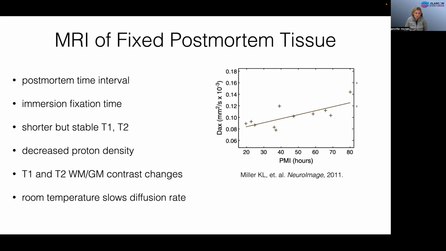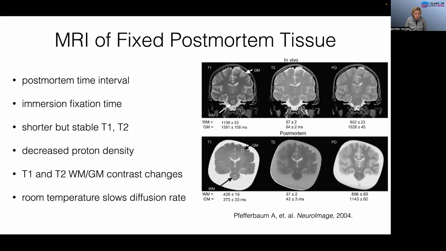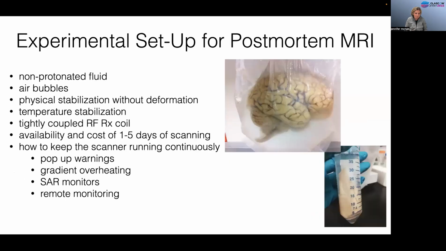T1s and T2s are stable once the tissue is fixed, but they tend to be much shorter compared to in vivo, and proton density is lower. It's also been shown that the T1 and T2 weighted contrast between white matter and gray matter changes, in fact, inverts in some cases. And so that's a consideration for any structural imaging. Also, because you're imaging at room temperature, you have a much slower diffusion rate, which means you require more diffusion weighting to get the same level of contrast.